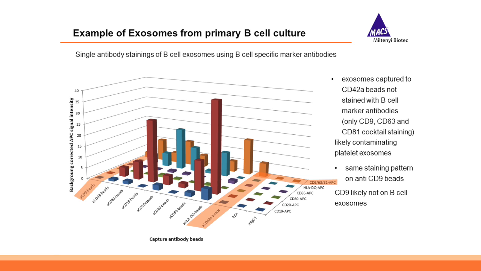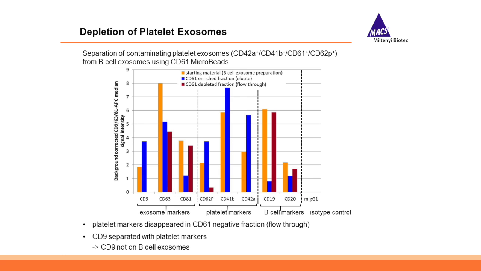But we realized that we get the same pattern on the CD9 beads. Again, only a signal for the staining with the cocktail, but no staining with the B-cell specific antibodies. So we assumed that CD9 is likely not present on the B-cell exosomes, but also due to the contaminating platelet exosomes. And to prove this, we decided to separate the two populations, and again we are using our microbeads, in this case CD61 microbeads, which are specific for the CD61 platelet marker.